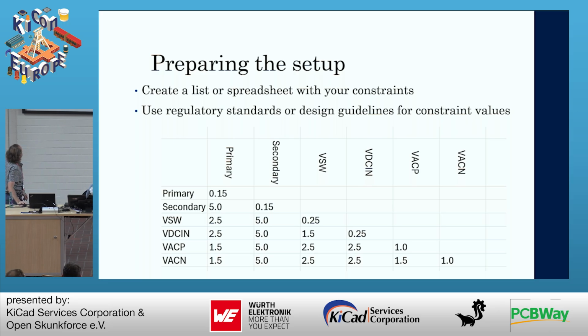So let's look at the examples here. Primary to primary clearance. So that's within the net class itself. I put that at 150 micrometers. That's just the limitation of whatever manufacturer I decided to use. Secondary to primary. Remember, we're not talking about secondary voltage in general and primary voltage in general. We're talking about the net class secondary to the net class primary. Those are 2 net classes. I set that to 5 millimeters.